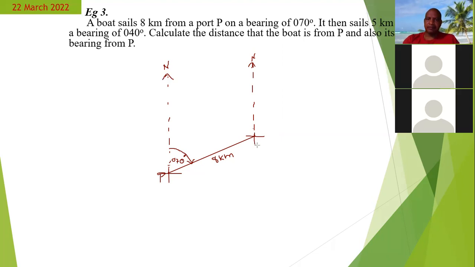Go ahead, Ms. Fraser. 40 degrees, sir. But from this point, we're going to move 40 degrees. So here is our north. Now, remember that if you go in the middle of the 90 degrees, you're at 45. So 40 degrees would be about somewhere here. Now, it goes 5 kilometers, which is less than 8 kilometers. So this line should be less than the length of the line that you drew before. All right, so let's say that it is right there.